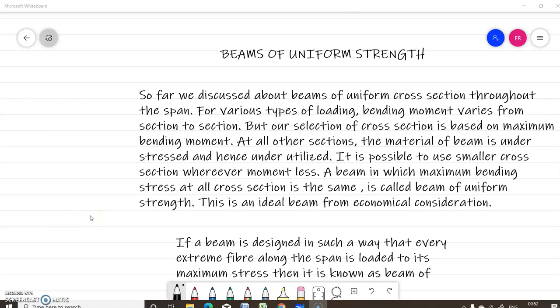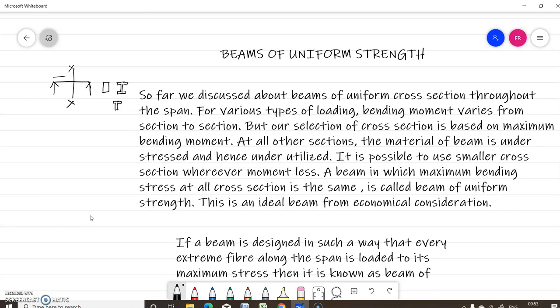Morning. Now we'll study about beams of uniform strength. So far we have discussed beams of uniform cross section throughout the span, isn't it? We have taken the cross section of the beam as either rectangular, I section, channel section, or T section. So here the section will be uniform throughout the length of the beam.